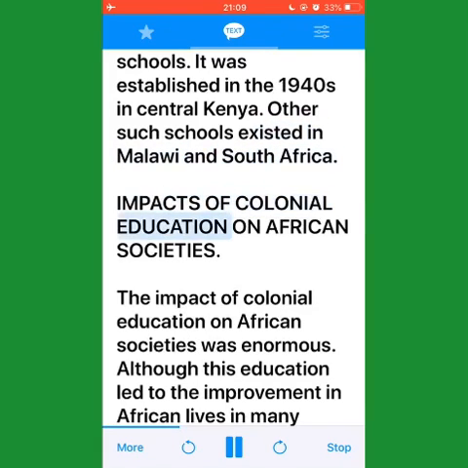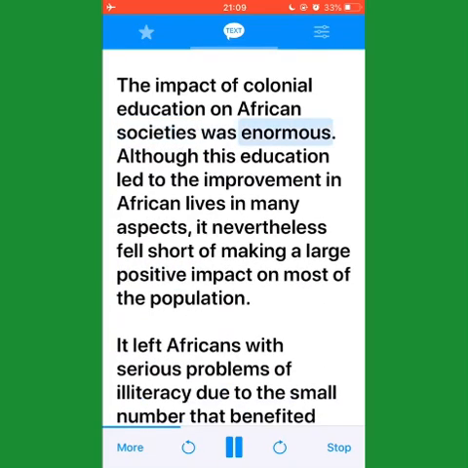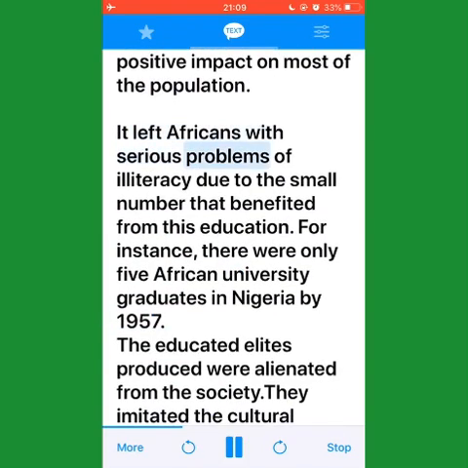Impacts of colonial education on African societies. The impact of colonial education on African societies was enormous. Although this education led to the improvement in African lives in many aspects, it nevertheless fell short of making a large positive impact on most of the population. It left Africans with serious problems of illiteracy due to the small number that benefited from this education. For instance, there were only 5 African university graduates in Nigeria by 1957.